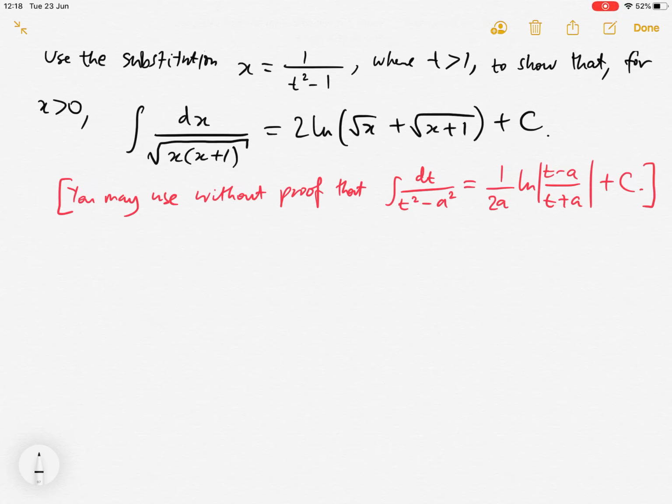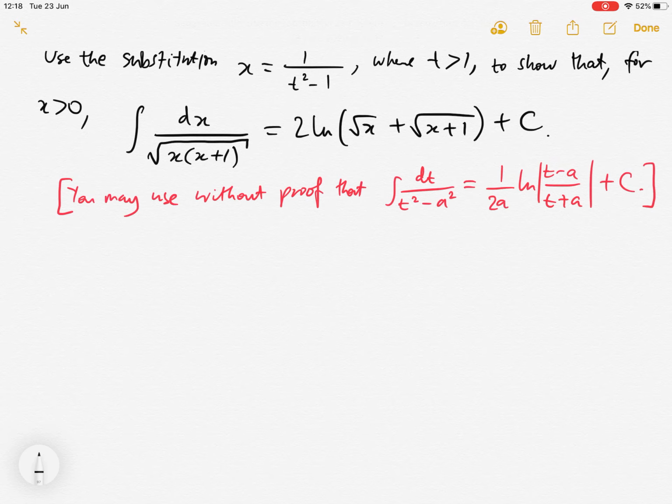So this is a solution to question 6 of the homework. We're using the substitution x equals 1 over t squared minus 1 to show that the integral of 1 over root x(x+1) is 2 log root x plus 1 plus c. And we're given this result here in red to use without proof.